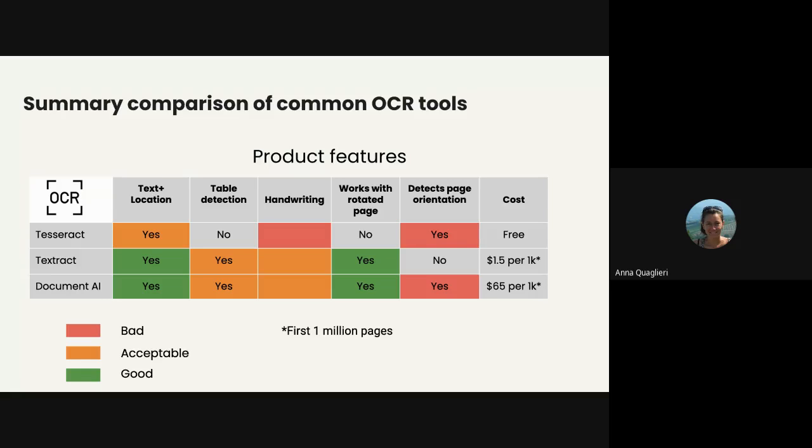Again, Tesseract is free. Here I'm giving an idea of how much it costs to run Textract: 1.5 Australian dollars. Oh, wait, I haven't checked. I think it should be Australian dollars, but I might need to double check. Maybe US dollars, per 1,000 pages for the first 1,000,000 pages, and then it becomes slightly cheaper. Whereas Document AI is the most expensive because by default, I think it offers a lot of the other form and invoice parsers, so it's more expensive.